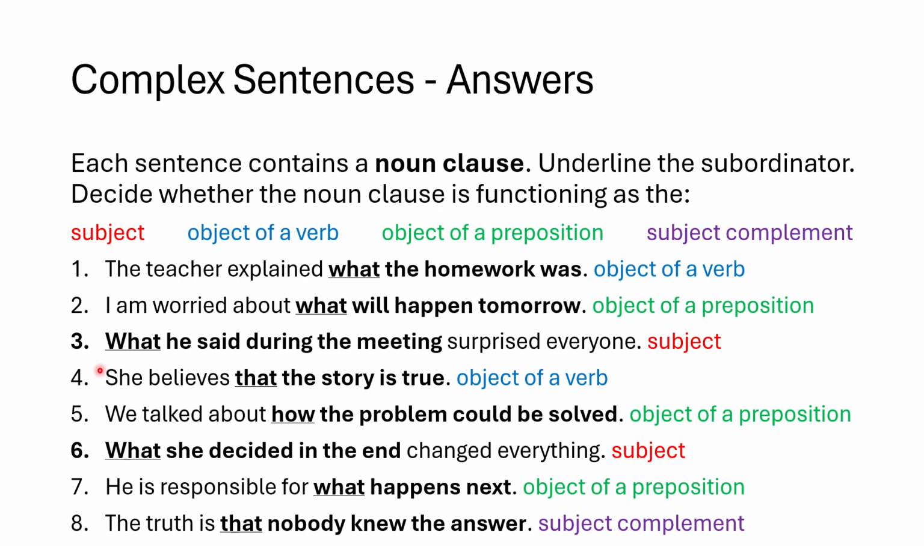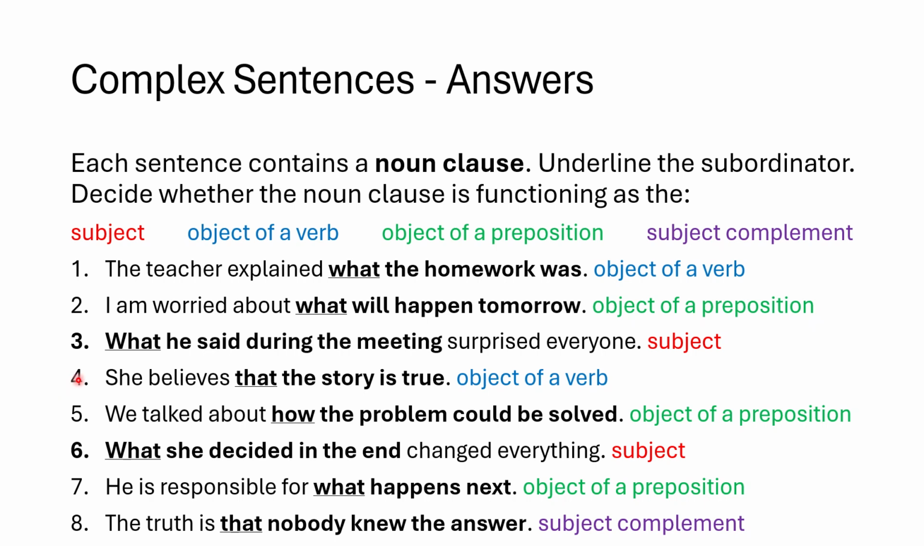Check your answers. 1. The teacher explained what the homework was. The subordinator is what, and the noun clause is the object of a verb. 2. I am worried about what will happen tomorrow. What is the subordinator and the noun clause is the object of a preposition. 3. What he said during the meeting surprised everyone. The subordinator is what, and the noun clause is the subject.